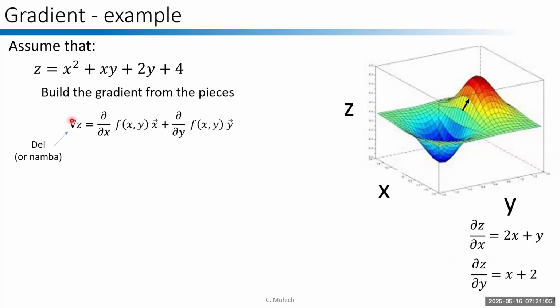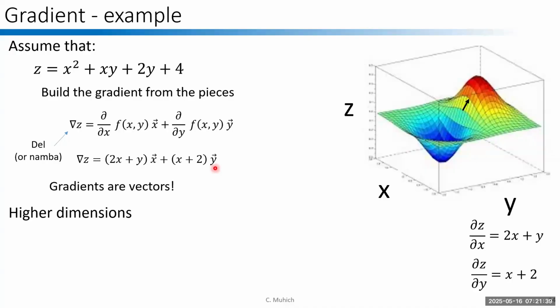Remember, here's our upside down delta, which we'll call del. This represents the gradient. Okay, so I can take these terms, which we already have calculated, and just plug them in. So del z, the gradient of z, is 2x plus y in the x direction, and x plus 2 in the y direction. Okay, so as we can see, our gradients are vectors that point and show us where we're going.